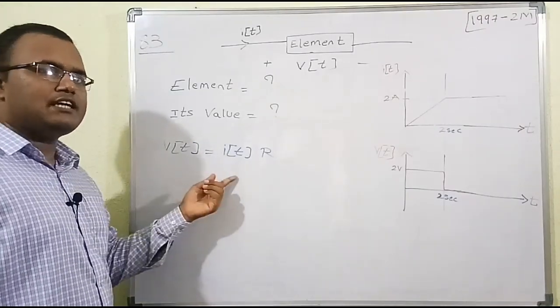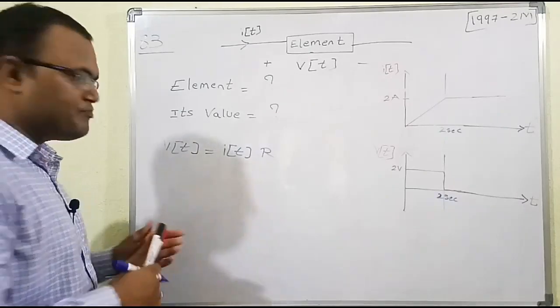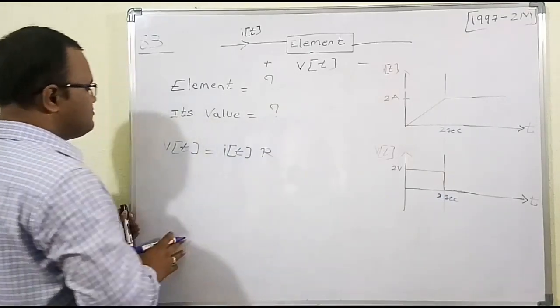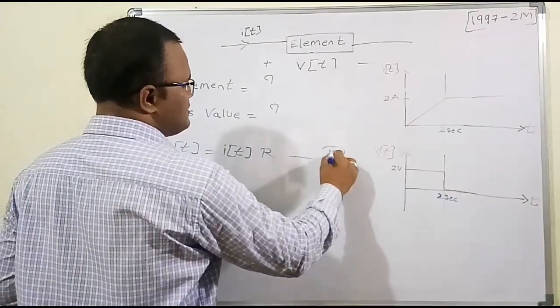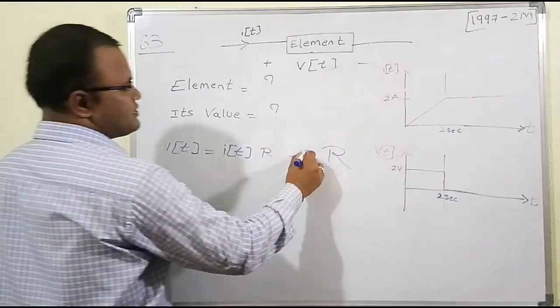The voltage and the current are time varying in nature. This is the resistor equation. For the resistor, R means the resistance. This equation is for the resistor.